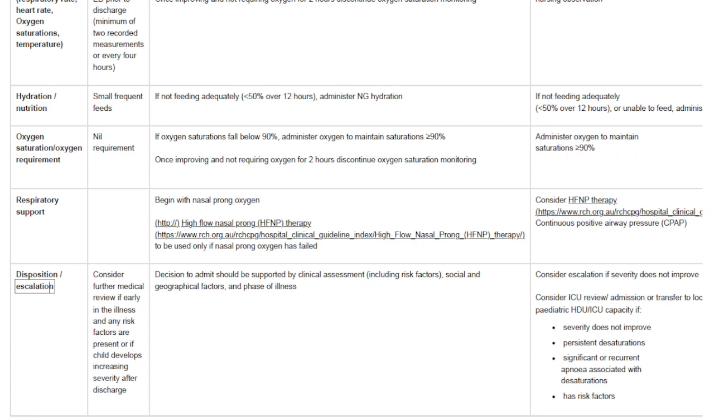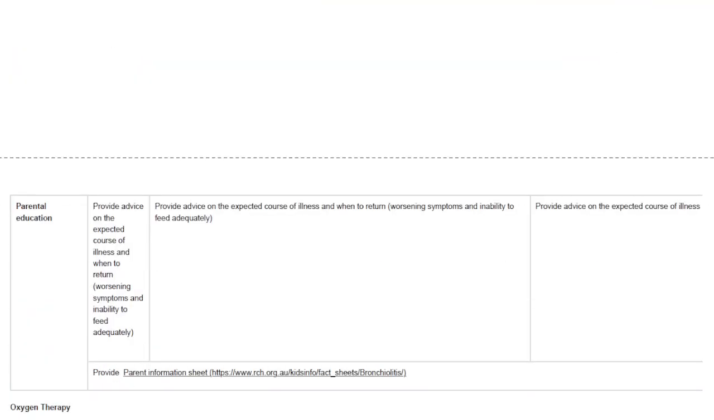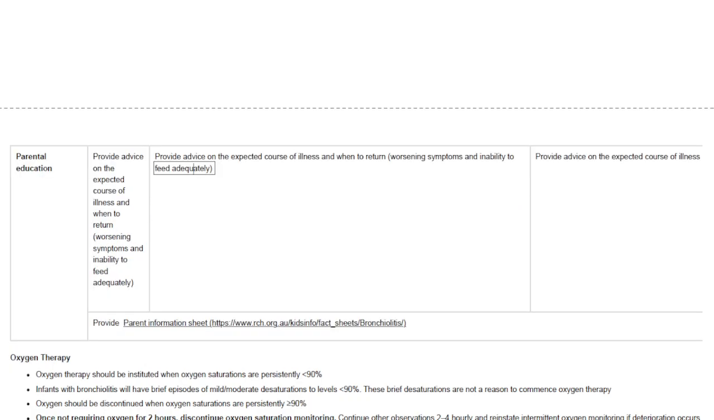Dispositions, escalation: decision to admit should be supported by clinical assessment, including risk factors, social and geographical factors, and phase of illness. Education, parental: provide advice on the expected course of illness and when to return, worsening symptoms and inability to feed adequately.